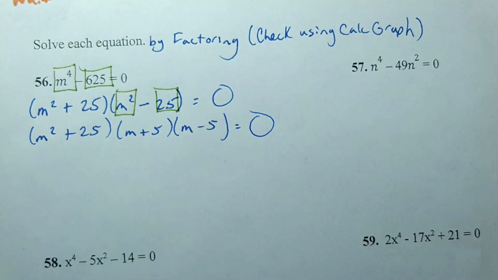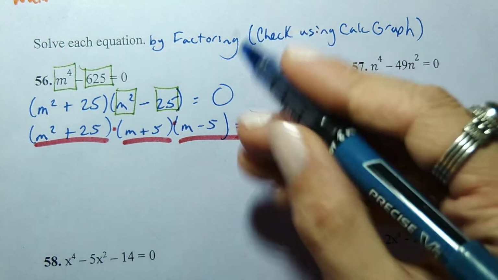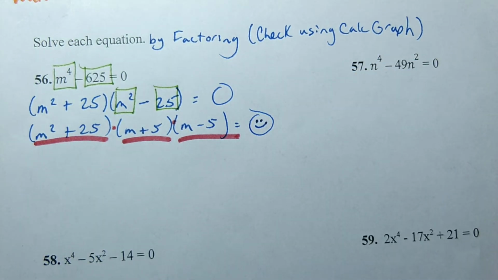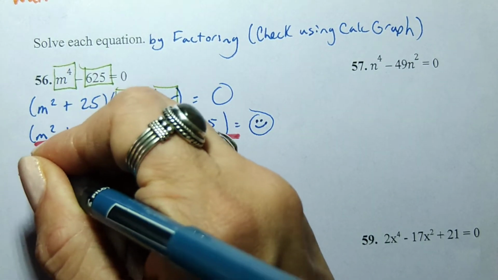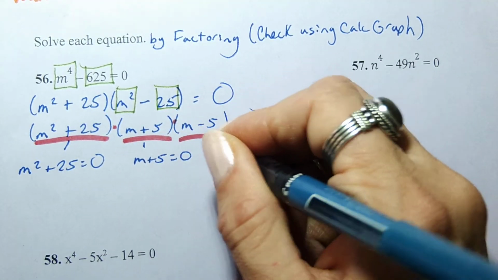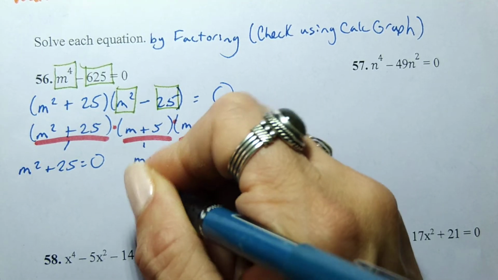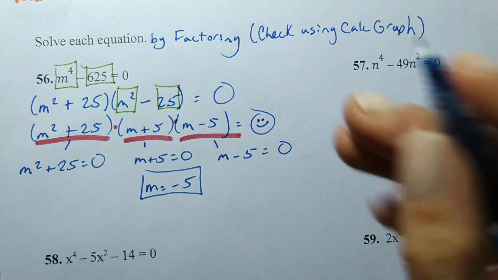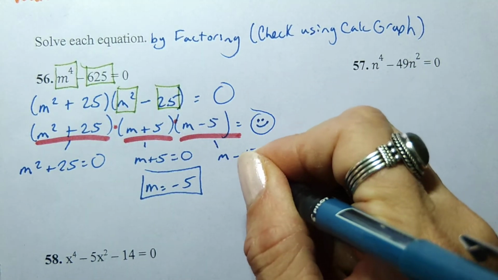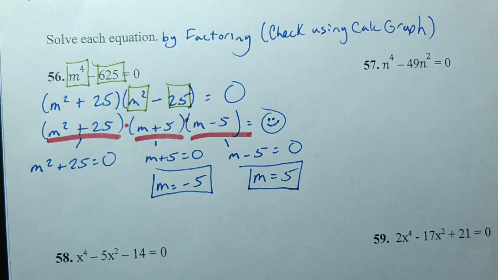So, folks, from here, we have something times something times something equals 0. So what do we know about those somethings? One of them's got to be 0. So m squared plus 25 could be equal to 0. M plus 5 could be equal to 0. M minus 5 could be equal to 0. And remember, this is the same way that we found roots way back in Unit 3. M equals negative 5 is a root. M plus 5 is a factor. M minus 5 is a factor. M equals 5 is a root. So from root to factor, your sign is different.